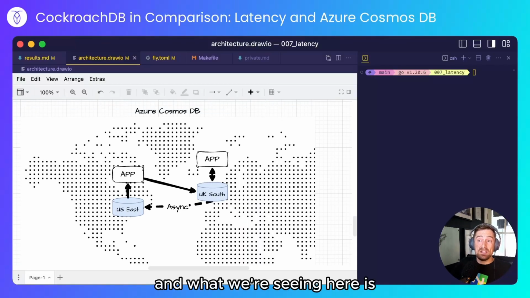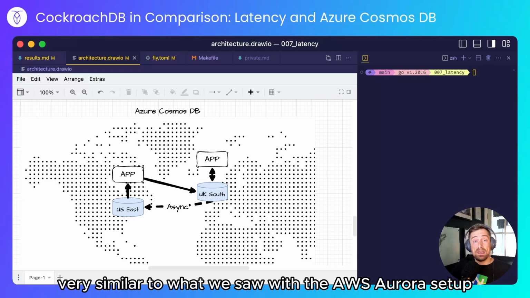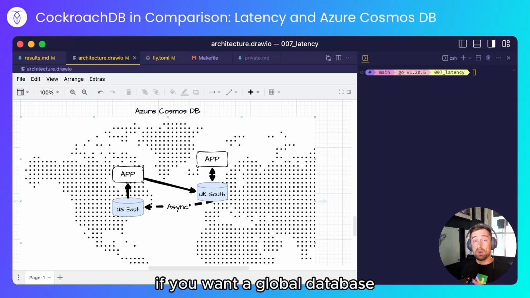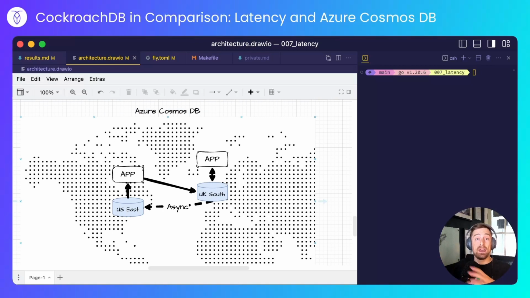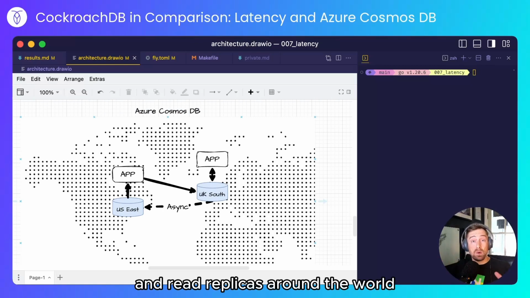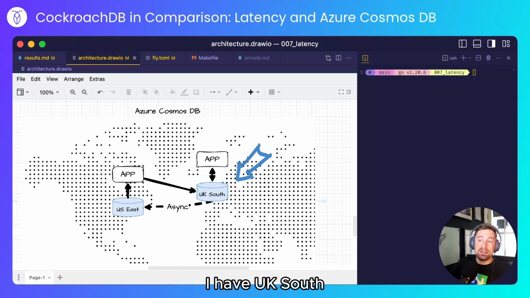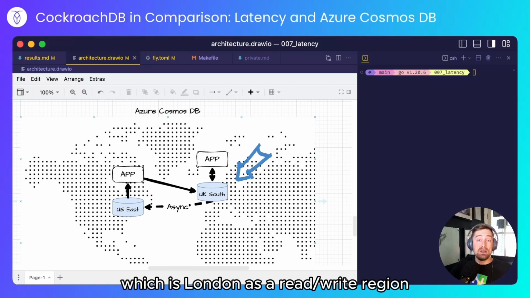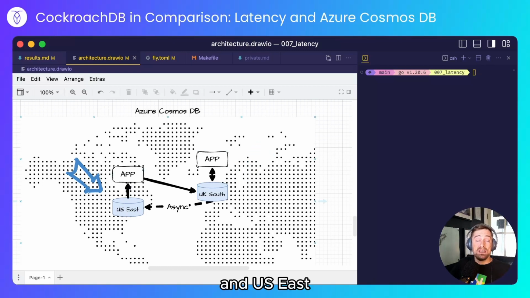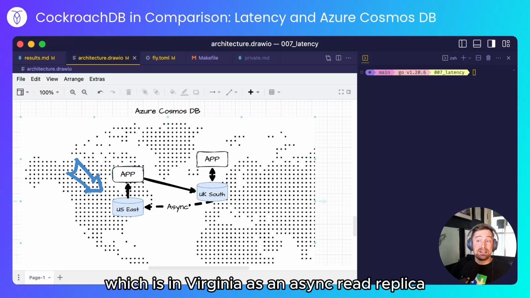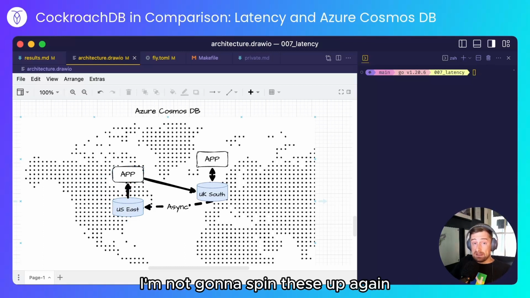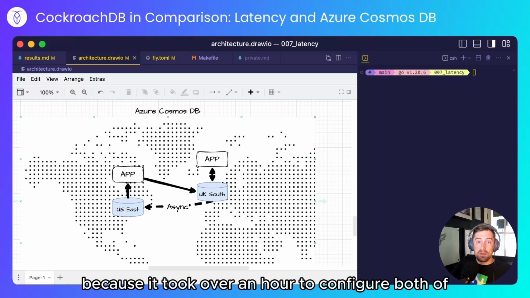And what we're seeing here is very similar to what we saw with the AWS Aurora setup. If you want a global database and read replicas around the world, this is the kind of setup you'll be going for. In my setup, I have UK South, which is London, as a read-write region, and US East, which is in Virginia, as an async read replica. I'm not going to spin these up again because it took over an hour to configure both of the databases.